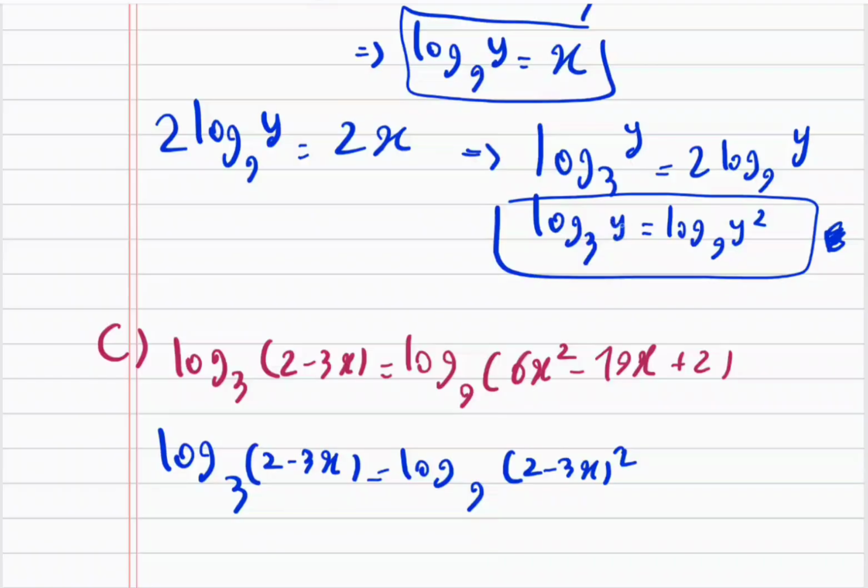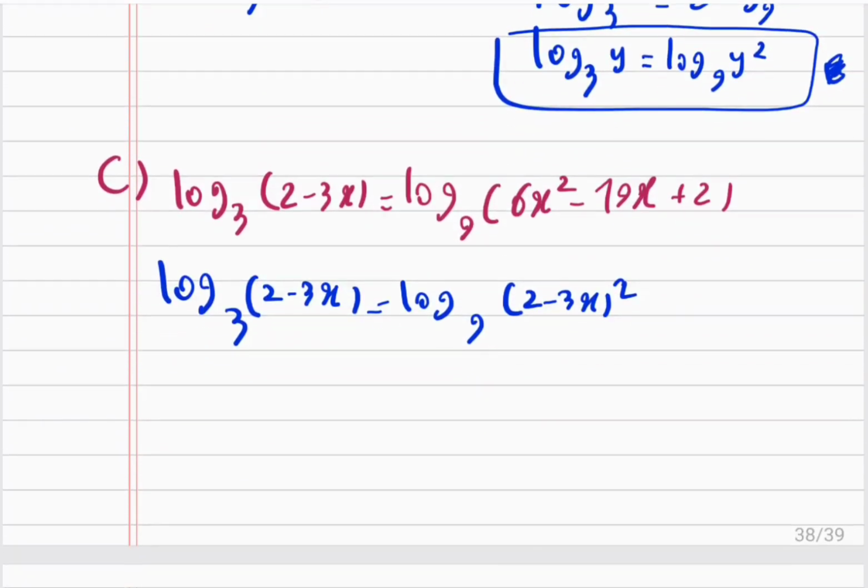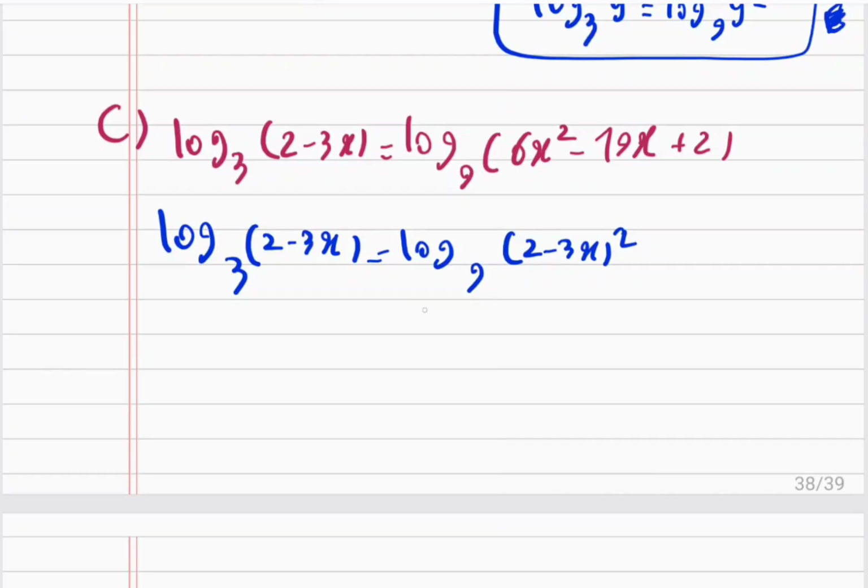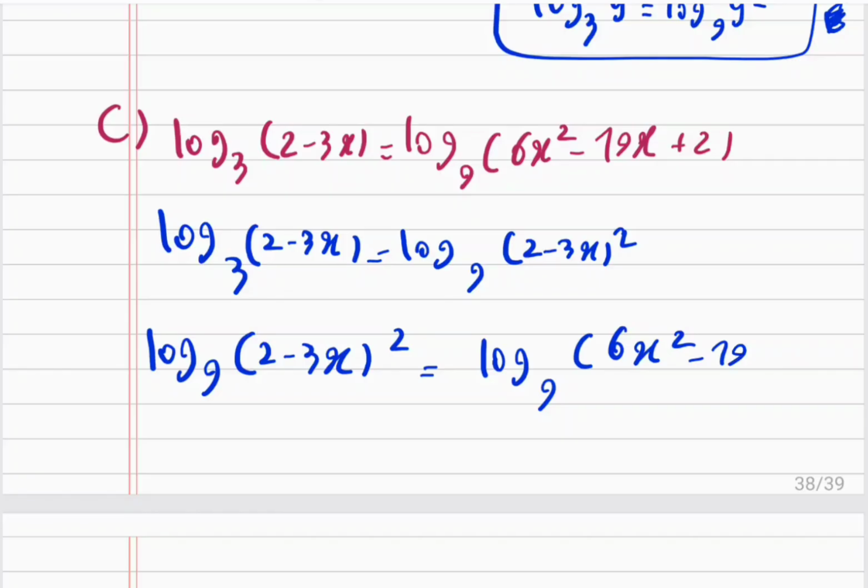So we're going to square this expression inside here as long as the base changes from 3 to 9. And that's exactly what happened here. So we deduce that the base changes to 9, and then this expression is going to be squared. And now the whole point of doing this was to rewrite the left-hand side as a log of base 9. So the left-hand side becomes log base 9 of (2 minus 3x) squared, because this way we can simply solve the equation. It is equal to, now the right-hand side doesn't change. We haven't done anything to the right-hand side. Log base 9 of 6x squared minus 19x plus 2.